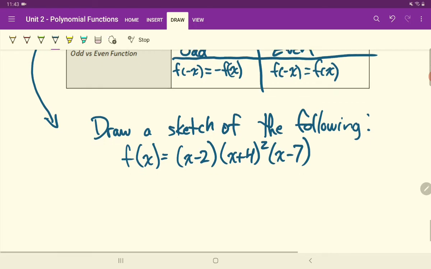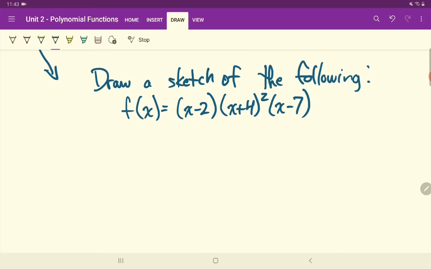So what information do we need to extract here in order to draw the sketch? Well, for one thing, what is the degree of our equation? We need to know that, right? We got to know the end behaviors. It's a degree 4. Okay, good. Degree 4.